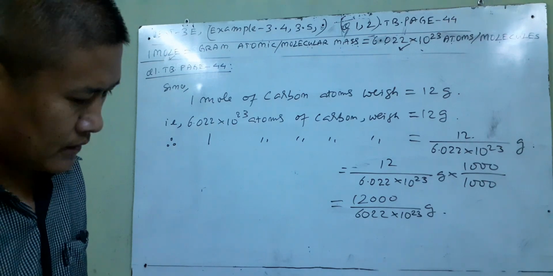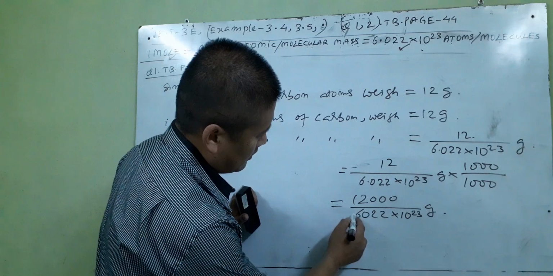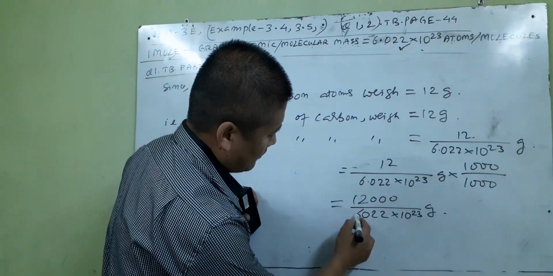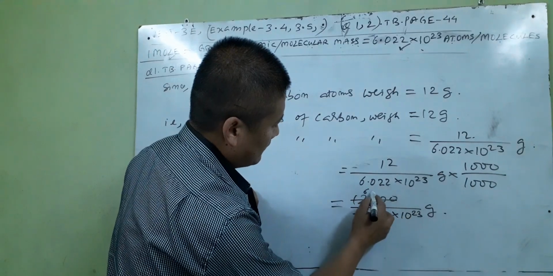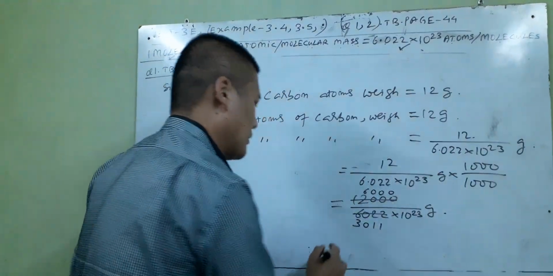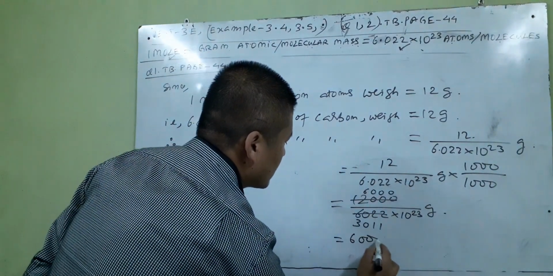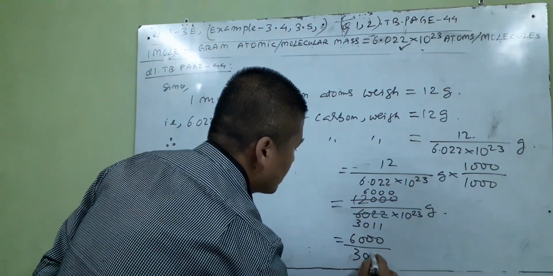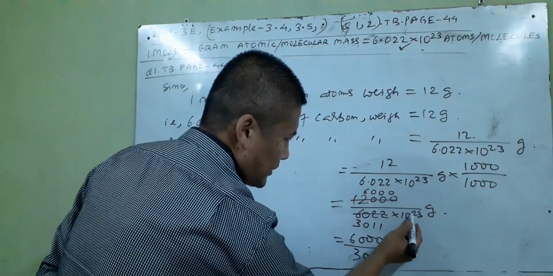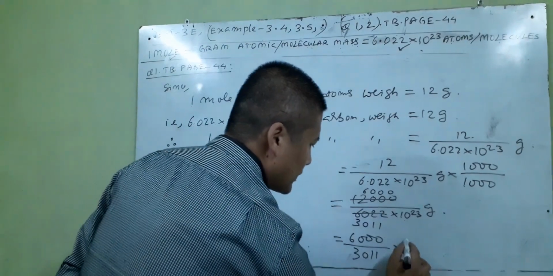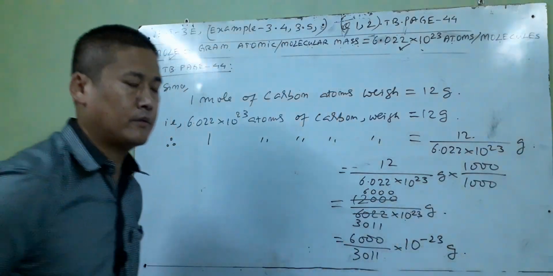Then we can divide these 2. Here 6 is going with 2, I think. So 2 3s are 6, 0, 1, 1. 2 6s are 12, 0, 0, 0, 6,000. So write this part here. 6,000 is divided by 3011 into, and then 10 to the power 23 is plus power. So bring it to the numerator means it becomes 10 to the power minus 23 grams. Keep it like that. Okay.